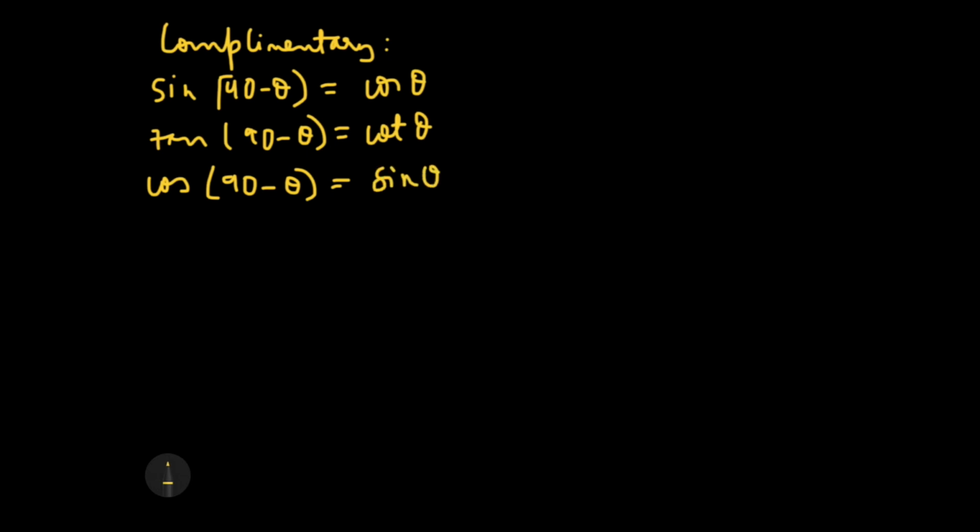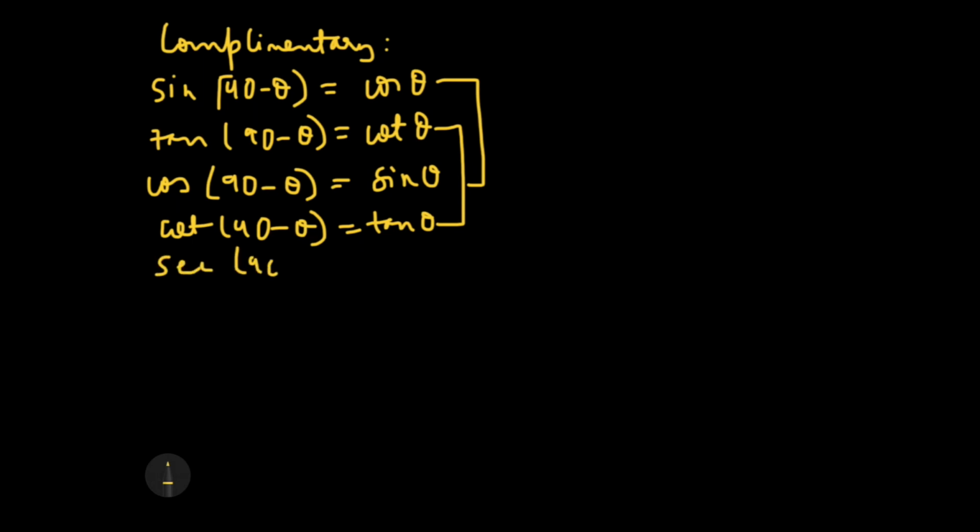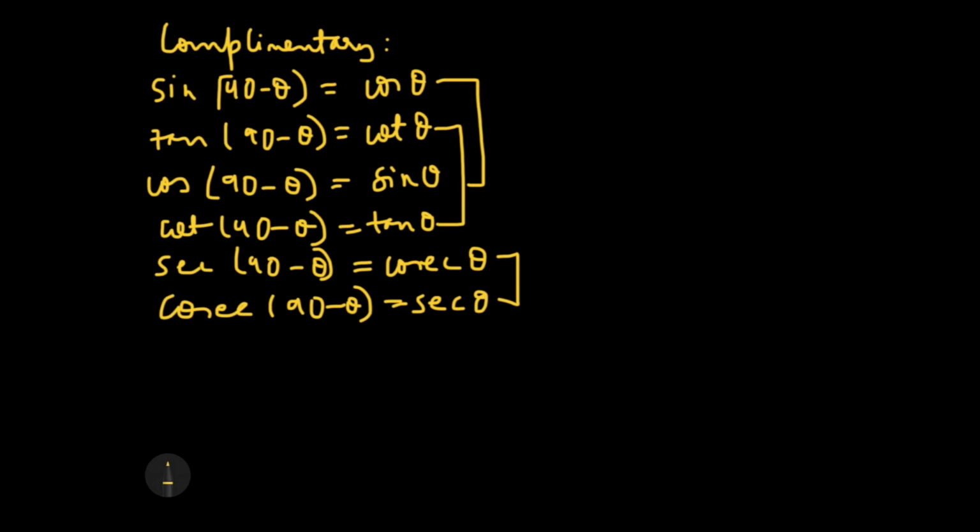So here you see this opposite, opposite. Similarly, cot of 90 degree minus theta will give me tan theta. So again opposite, right? And the next set of opposites is sec of 90 degree minus theta is equal to cosec theta, and similarly cosec of 90 minus theta is equal to sec theta. So these are opposite to each other. These are the complementary angles we need to know.